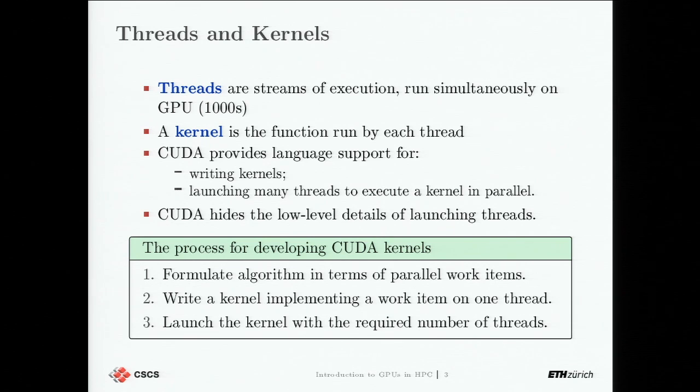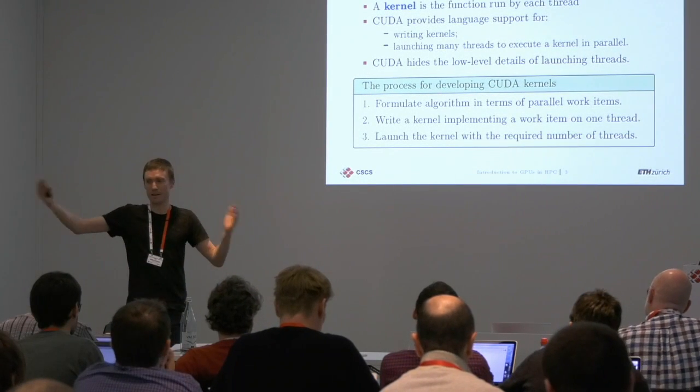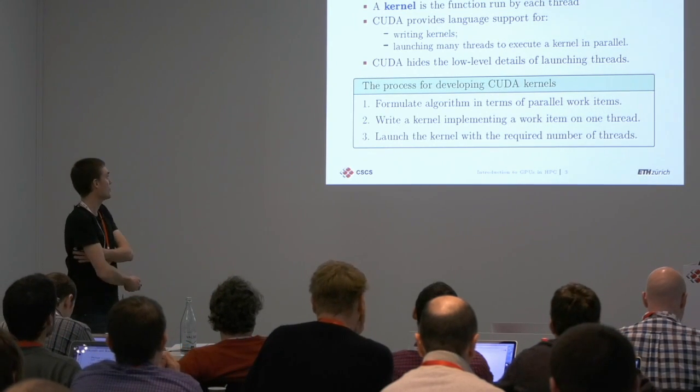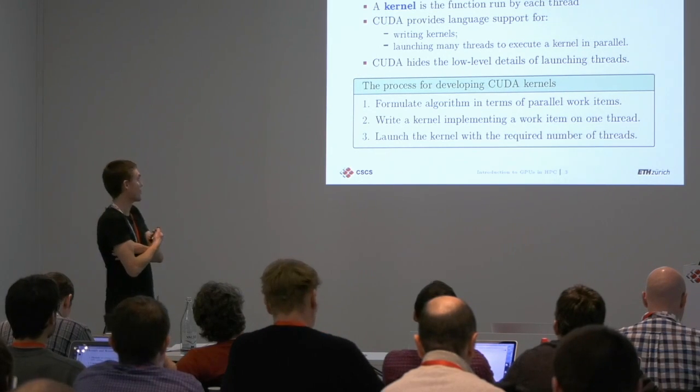Well, the terminology I use, this is the context that I use a kernel. So you can think of a kernel as the function that's being run by each thread. It's the work being done by each thread. And if we want to implement an algorithm in parallel, we write the kernel that expresses the work that a single thread would do, and then we launch many threads running the same kernel, and together they solve the problem.